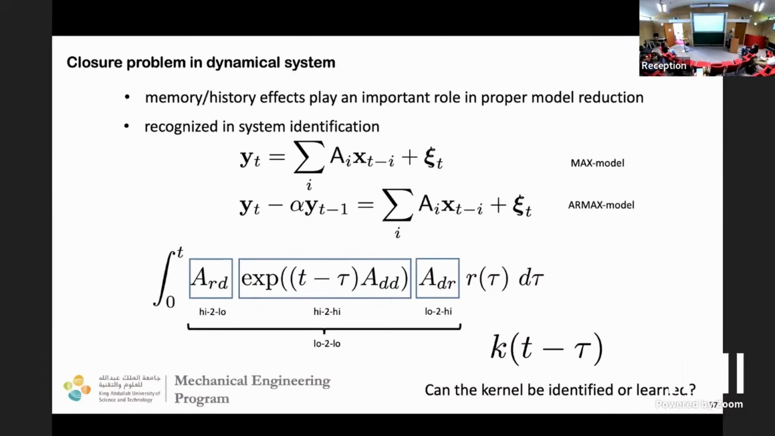So if you go low to high, and high to low, if you add it all together, this one as a composite operator is low to low. And this low to low is more or less a kernel. This one can be replaced by a convolution. So this one is the kernel. And the kernel, now the question is, can this kernel be identified or learned?